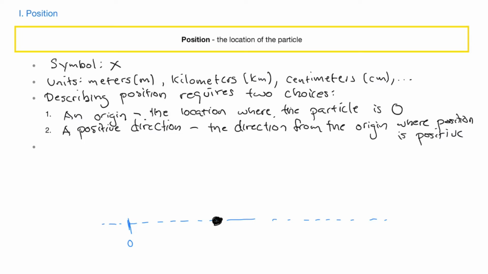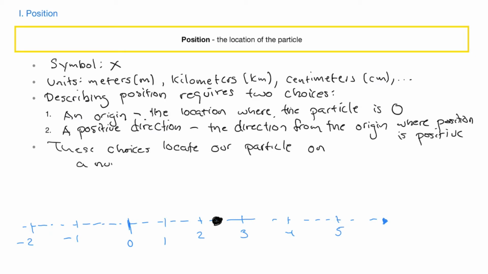The next thing that you can do is to say, okay, over here to the right is the positive direction. Once we've done that, then we can measure the distances, say, this is 1 meter, 2 meters, 3 meters, 4, etc., and even into the negatives. Now we can see that our object is located at about 2.2 meters. This choice has allowed us to locate our particle on a number line, and so now we can start graphing it.